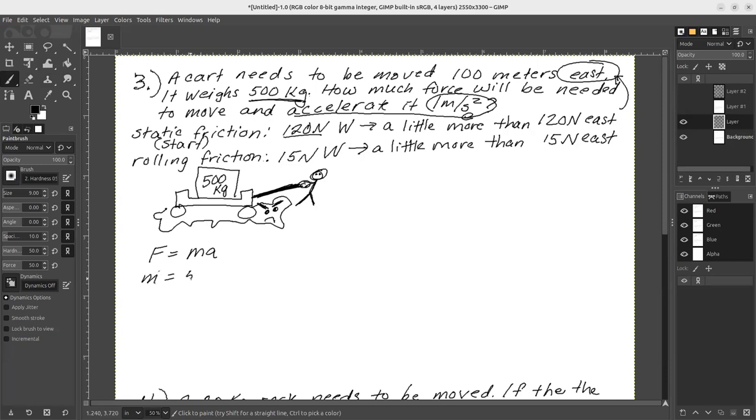So the mass equals 500 kilograms, and the acceleration we want to get it to is 1 meter per second squared. Okay, so the force we're going to need to accelerate it is going to be our mass, 500, times the acceleration, which is 1, so it's going to be 500 newtons. And what direction did we need to go? East. So the force is going to need to be 500 newtons east.